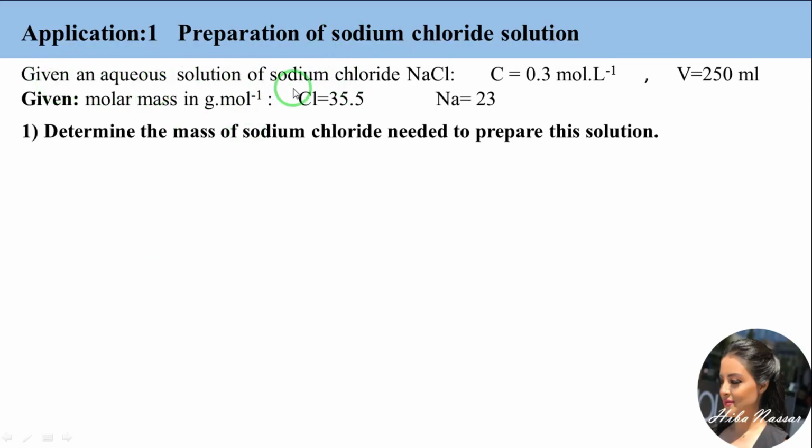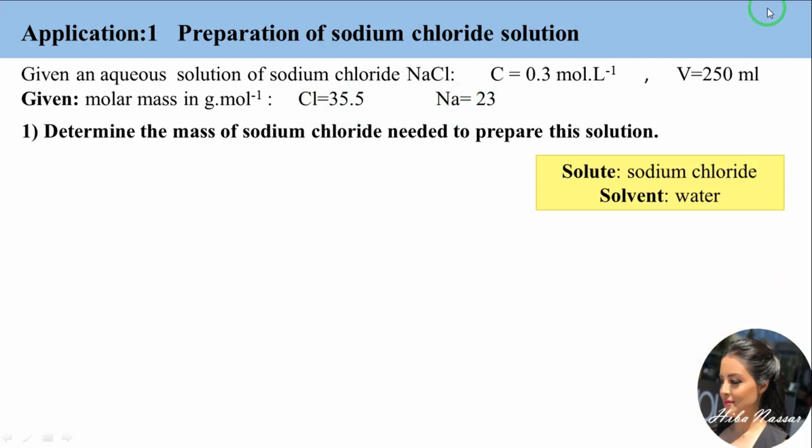Given an aqueous solution of sodium chloride, NaCl, having a specific molar concentration 0.3 mol per liter and a definite volume 250 milliliter. Given the molar masses in gram per mole for chlorine 35.5 and for sodium 23. Here in this aqueous solution, the solute is sodium chloride, which is a solid solute, where the solvent is water. Determine the mass of sodium chloride needed to prepare the solution.